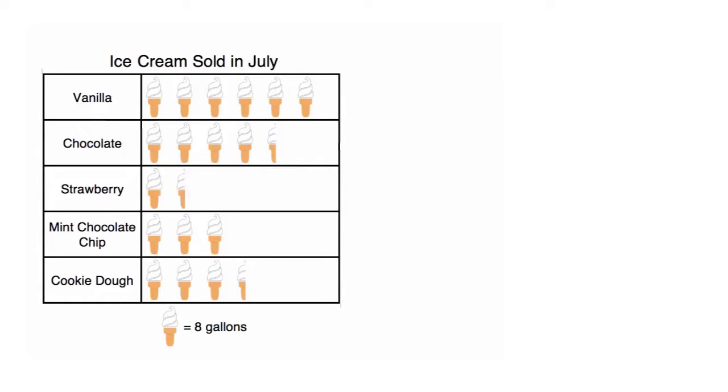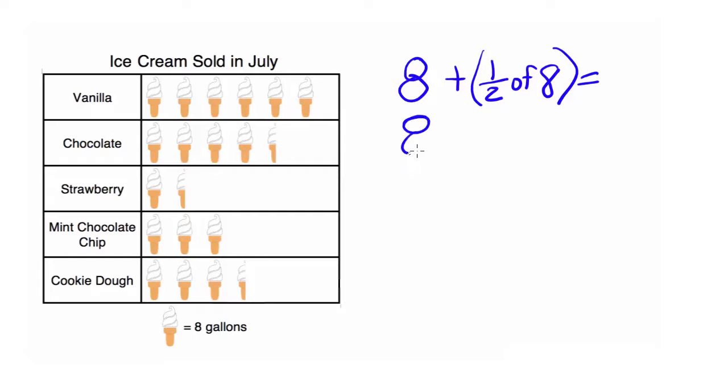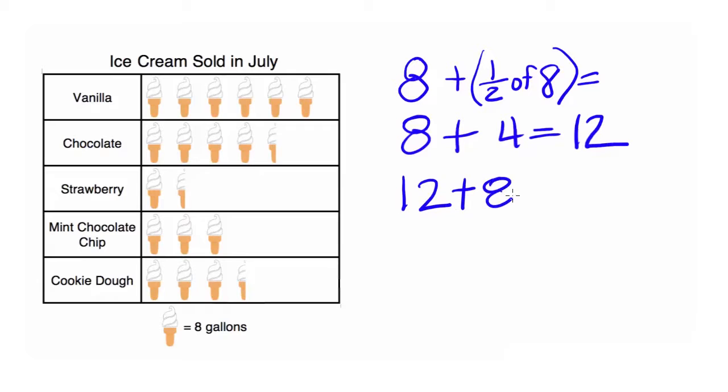Here is one more. You plan on having a sale on strawberry ice cream in August. You are hoping to sell an extra 8 gallons. If it comes in 5-gallon tubs, how many tubs will you need? In July, we sold 8 gallons of strawberry ice cream, which is 8 gallons plus 1/2 of 8 gallons, which is 4. So we sold 8 plus 4, or 12 gallons of strawberry ice cream. If we want to sell an extra 8 gallons, that would be 12 plus 8, or 20 gallons of ice cream.